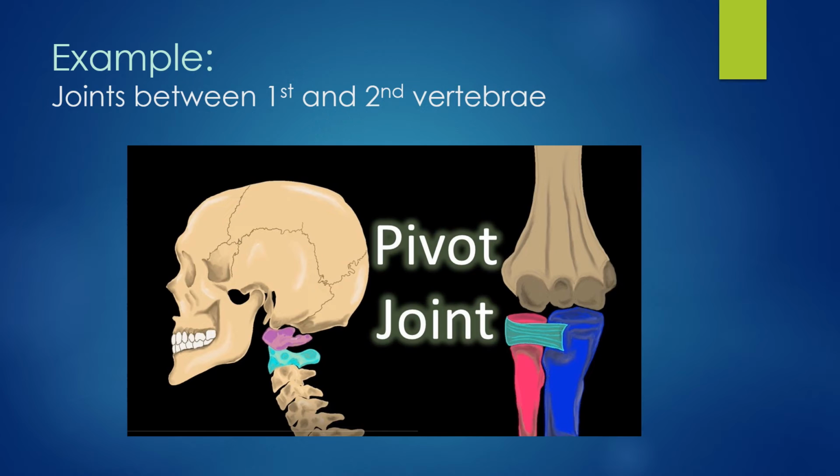The main example of the pivot joint is the joint that is present between the first and second vertebrae of your neck. The first and second vertebrae are called atlas and axis vertebrae respectively. You can see here this is the first vertebra and there is the second vertebra, and how they are fitting onto each other. This bone is a rounded bone and the second bone has a ring shaped structure. The first, rounded bone is fitting into the ring shaped structure of the second bone.